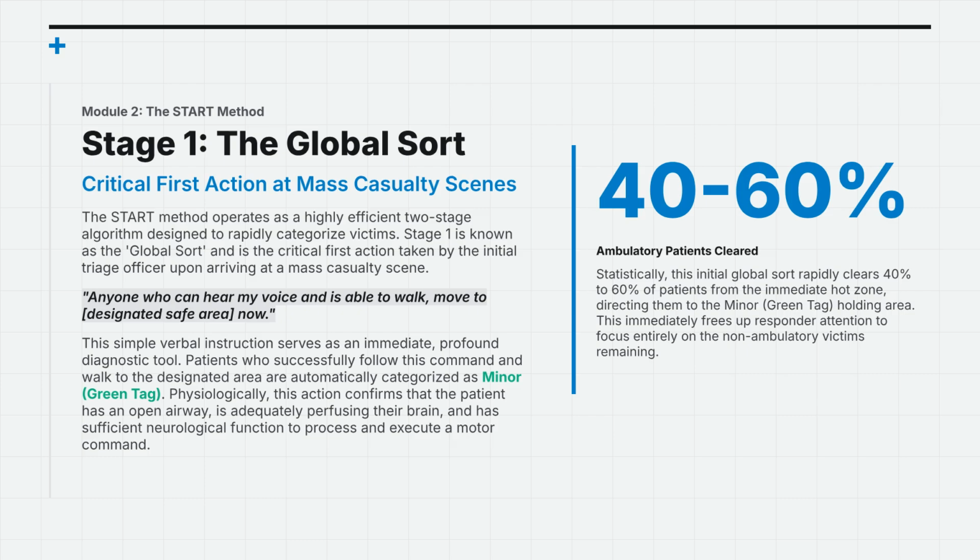Stage 1 of the START method is the global sort. By instructing all patients who can walk to move to a safe area, responders can immediately clear 40 to 60% of victims from the hot zone, allowing focus on those who are non-ambulatory.